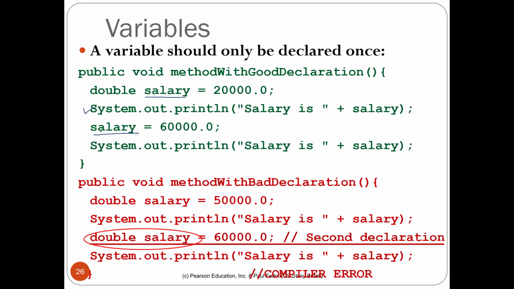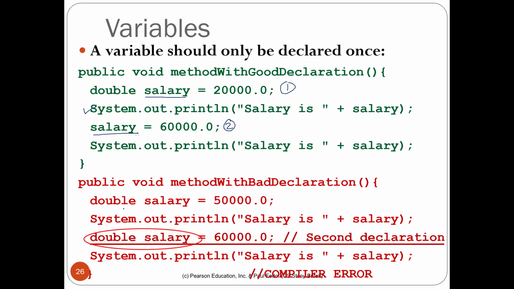So what will happen in this container, which is salary? In this salary you were keeping 20,000, but when you did an assignment right here, the second assignment, the 20,000 value would be erased and overwritten by 60,000. So when you print in the second System.out.println, it will print 60,000. Why? Because this 60,000 will erase 20,000. And there's no issue at all with the compiler, because this is something which is allowed.